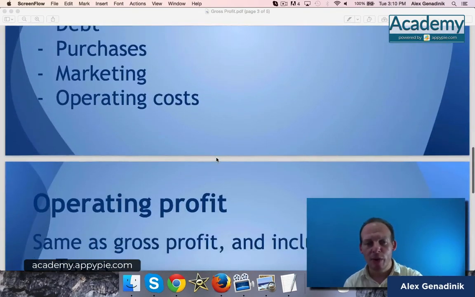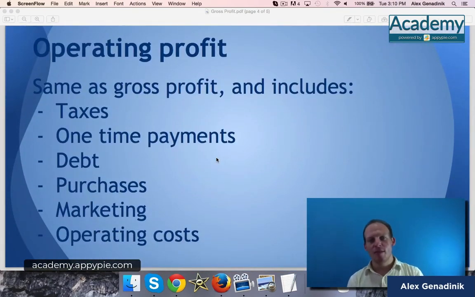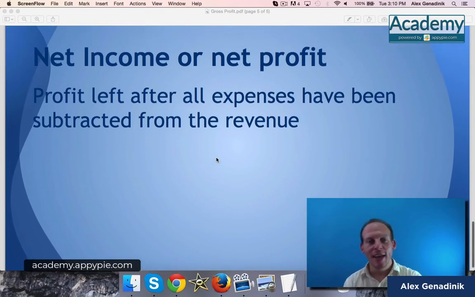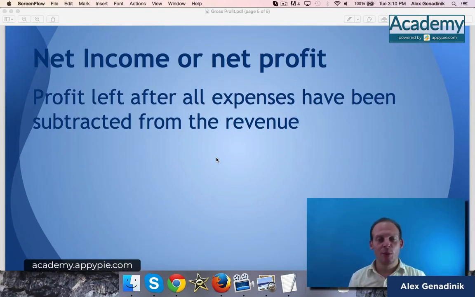Now your operating profit includes all that, right? So you have your revenue, but the profit accounts for your taxes, your debt, the purchases, marketing, operating costs, and what it took you to create. So basically everything, and then you figure out your operating profit. And then the net income, or net profit, is essentially what's left over. That's sometimes called the bottom line. Those are your actual profits. And that's actually it. It's really simple. There are just three things to keep in mind.